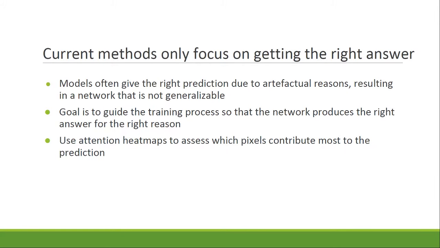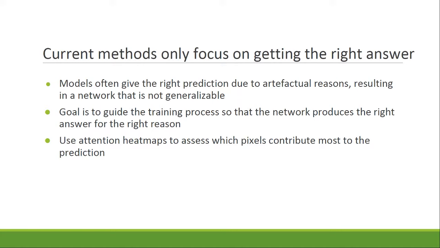Current neural network training methods only focus on obtaining the right prediction for an input. A network will learn to pick up on any discriminating features that allow it to provide the correct label for a sample in the training set. Unfortunately, this will result in a network that is not generalizable to unseen data.